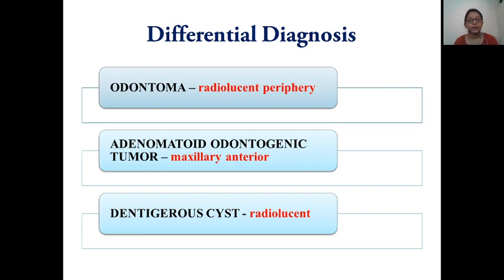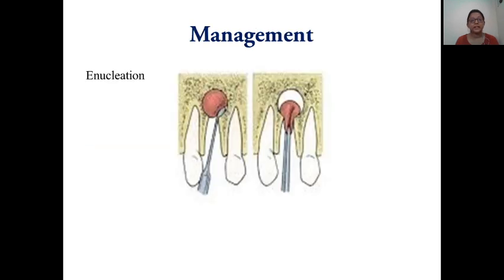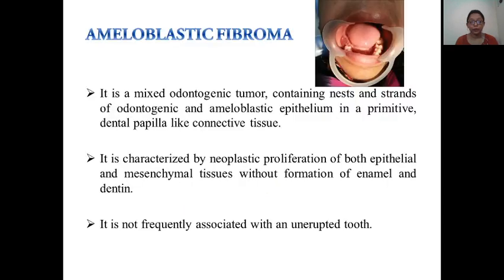Here the differential diagnoses are odontoma. Odontoma, it has a radiolucent periphery. In cases of adenomatoid odontogenic tumor, again maxillary anterior region is seen. Dentigerous cyst also, it is completely radiolucent, and thus we can differentiate between them and calcifying odontogenic tumor. Here the management is the same, enucleation of the cyst to be done because the size is smaller.